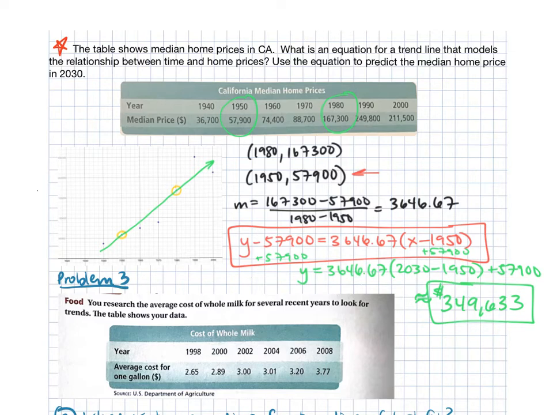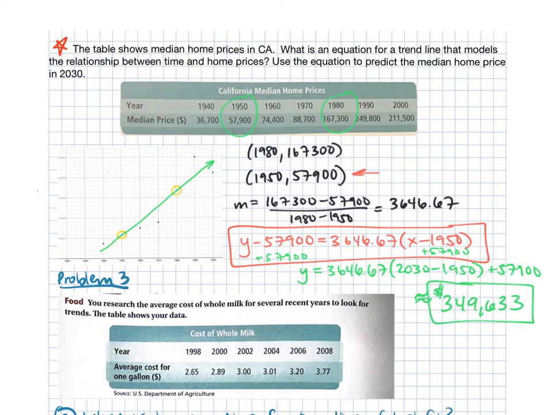And then I Googled what's the median home price right now, because now that it's 2020, this is 2030. And in California, it is about 520,000. So this is way off. This is not always the best. Linear models don't always predict stuff like home prices, but it's one way to do predictions. This prediction just happened to be wrong.